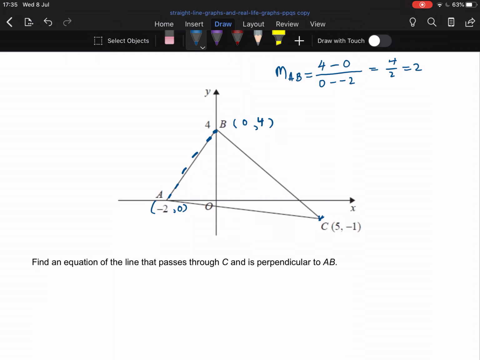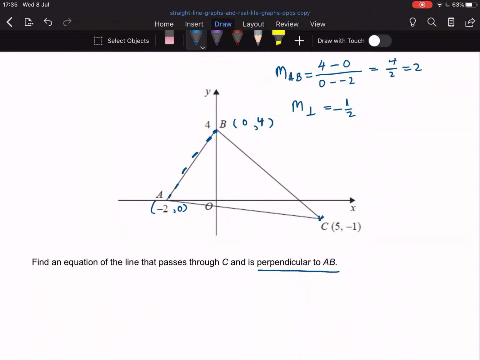So I'm happy that I got the right gradient for AB. Now, the line that's perpendicular to AB would have the gradient, m of the perpendicular, that's the sign for perpendicular. The gradient of the perpendicular is the negative reciprocal of 2. So I flip 2 and I get 1 over 2 and I put a minus in front. So the final gradient of the perpendicular is -1/2.